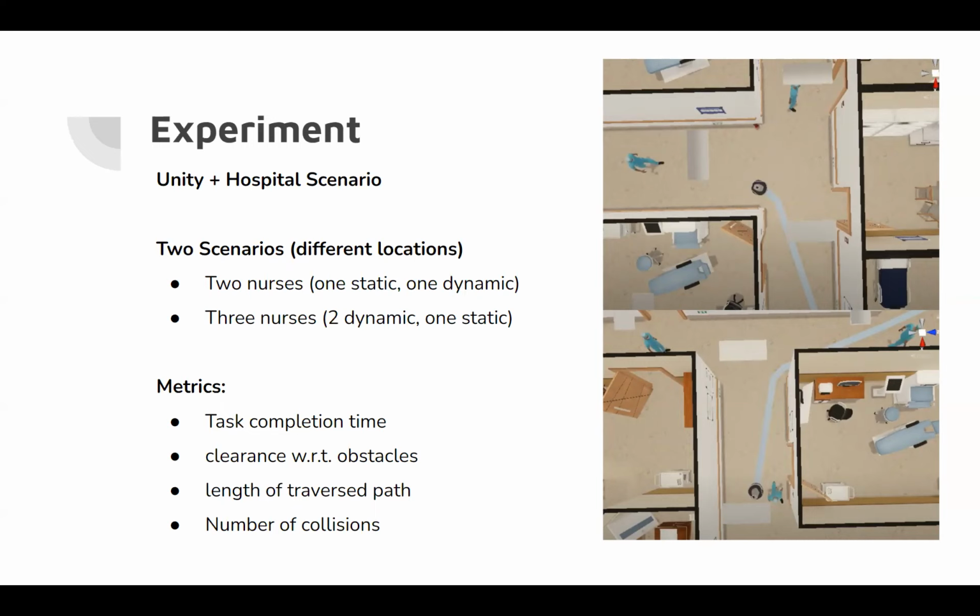For each scenario, the Gopher robot had the same start point and end point while we tested with each algorithm as well. To evaluate the performance of our algorithm, we tracked four metrics: the task completion time, the clearance with respect to the obstacles, the length of traversed paths, and the number of collisions.